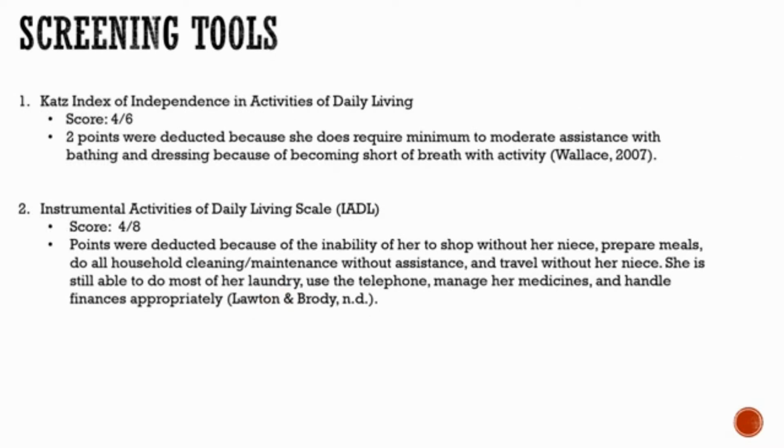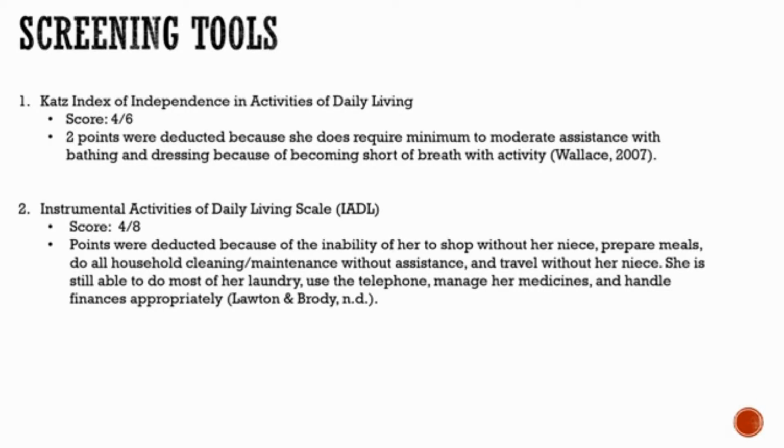The first screening tool is the Katz index for ADLs. She scored a 4 out of 6. 2 points were deducted because she did require minimum to moderate assistance with bathing and dressing, and this was because of her respiratory status and becoming short of breath with activity.